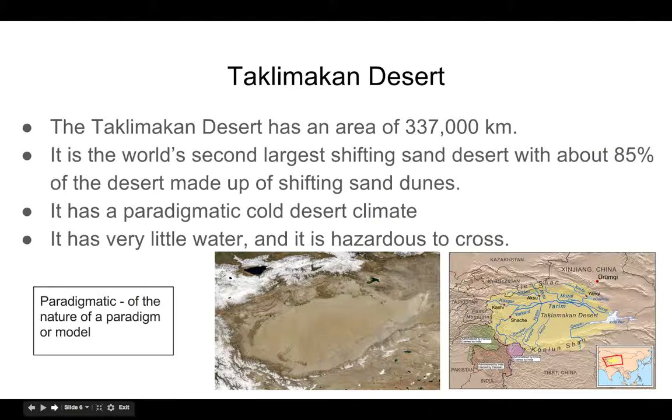So the Taklimakan Desert is a large desert as well, and it's the world's second largest shifting sand desert, which means the sand gets blown around, and really it's these sand dunes that shift all over the place. It's a paradigmatic cold desert climate, and a paradigm is a model, and that just means that it kind of doesn't really fit the idea of what a desert is. There's very little water. It's very hazardous to cross. Once you go in, you're not coming out. So that's the Taklimakan Desert.